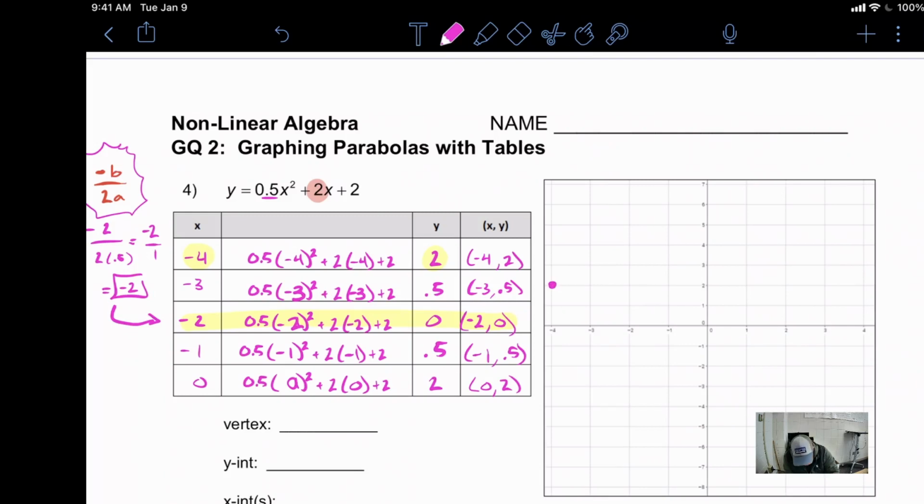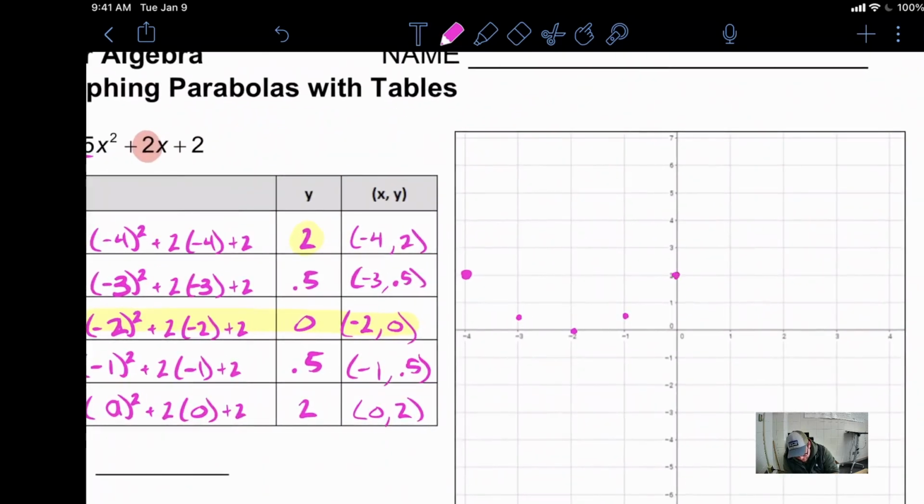-3 and 0.5 will give me a point right about there. -2, 0 gives me a point right here. -1, +0.5 is a point right there. And then 0, 2 would give me a point right here. So we want to just produce our graph. Let's see if I can do better than the last one.